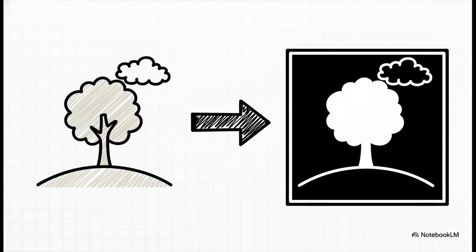And that leads us to the final step, segmentation. After all that prep work, the system can finally make a simple choice. For every single pixel, it asks, is this part of our main subject, or is it just the background? It creates this clean, black and white mask that perfectly isolates the thing we want to analyze.